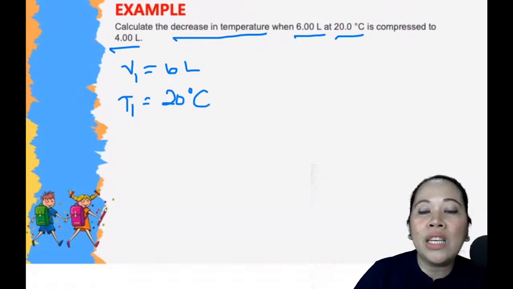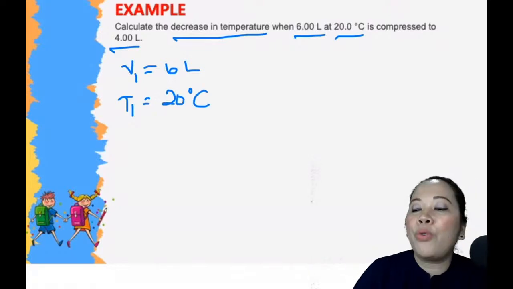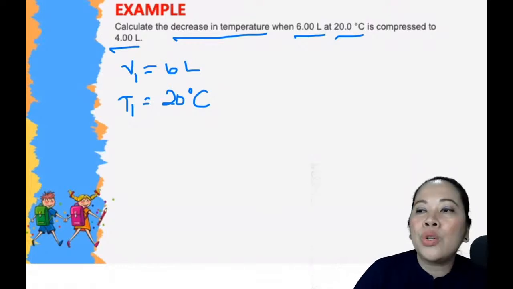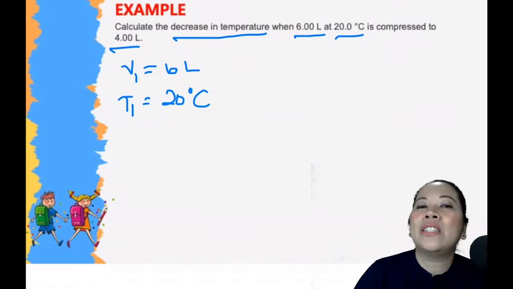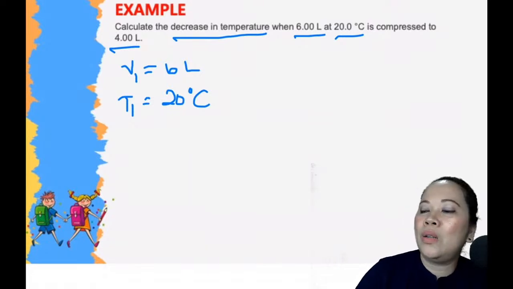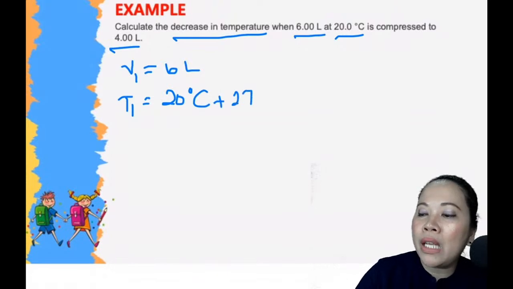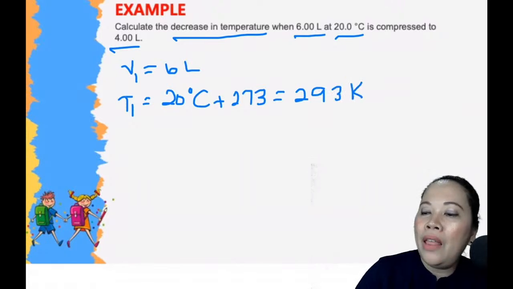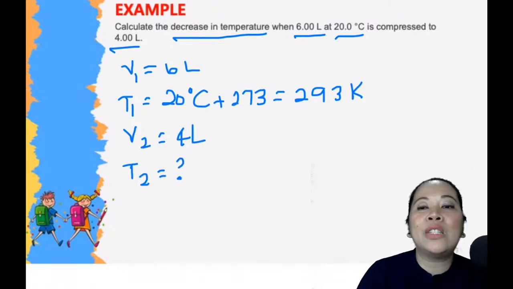As mentioned in the first few slides, for you to do gas laws, it should be at STP. So the 20 needs to be converted to Kelvin, because Kelvin is the standard temperature unit. So temperature, which is 20 plus 273 to make it Kelvin, will be 293 Kelvin. And then volume 2 is 4 liters, and we're finding the decrease in temperature, T2.